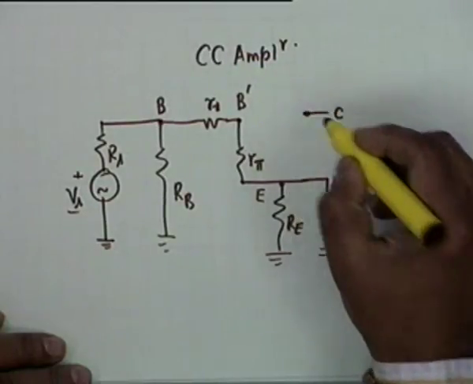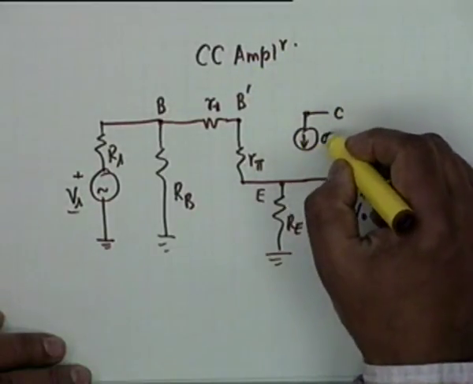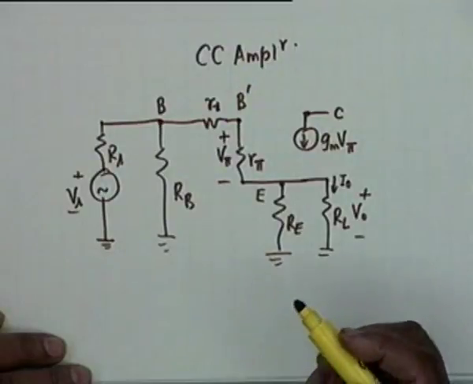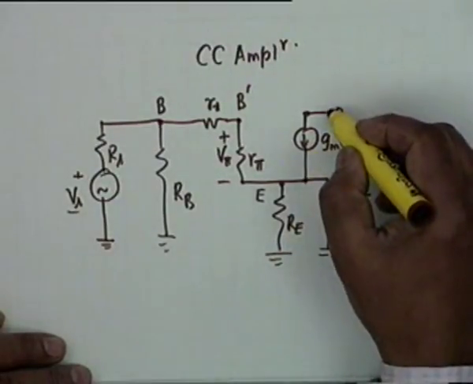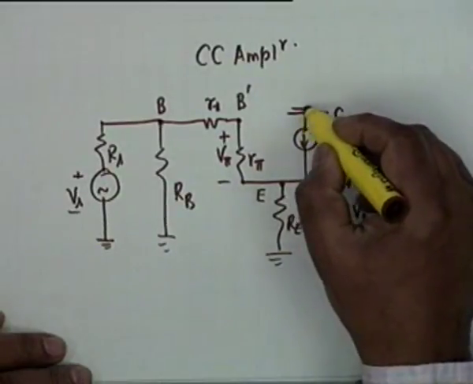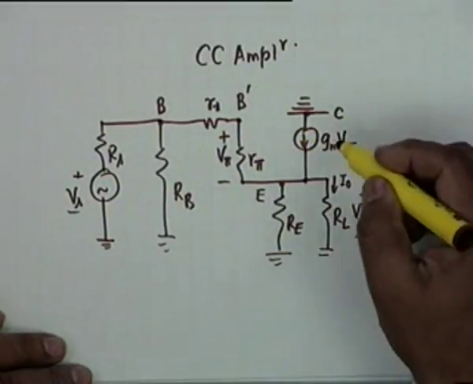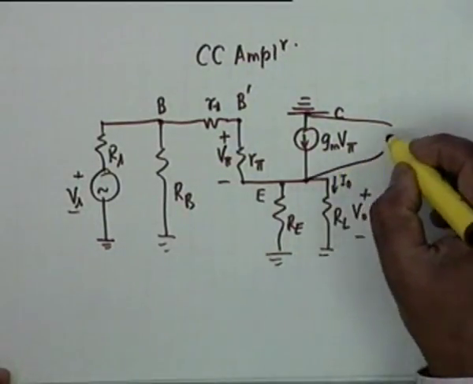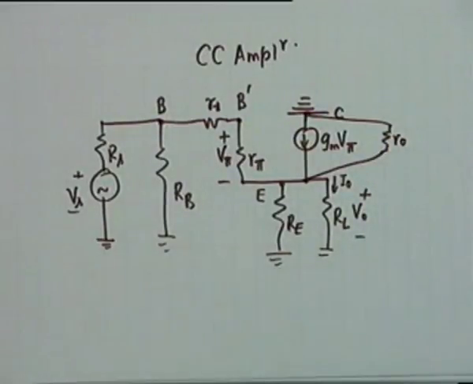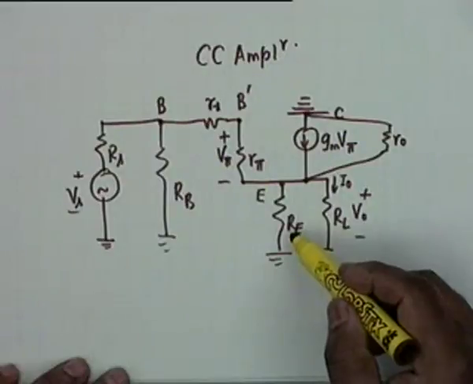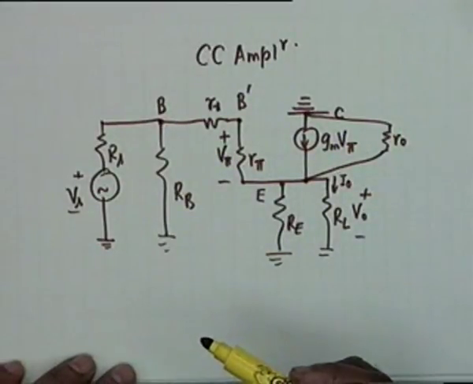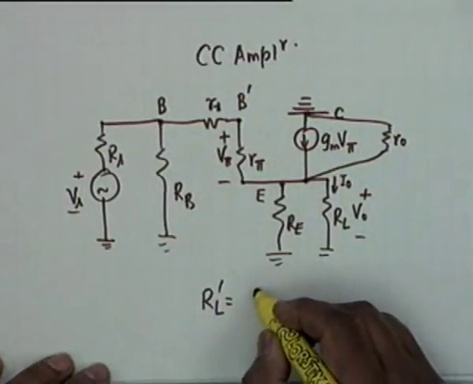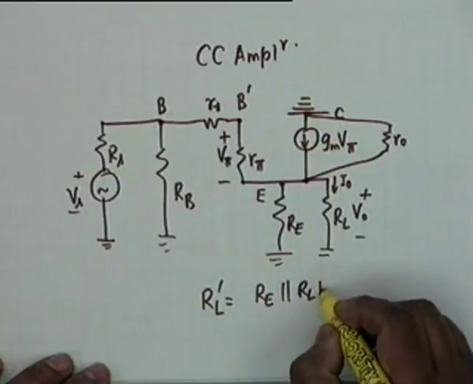From the collector, we shall have a gm V pi, where V pi is this voltage, gm V pi, and where does this go? Ground. It goes to ground. In addition, we shall have an R0. Let's include this R0 now, because it is easy to do so. Do you see how it is easy? It comes in parallel with RE and RL, so it can be absorbed. Now my RL prime, let me call this RE parallel RL parallel R0.